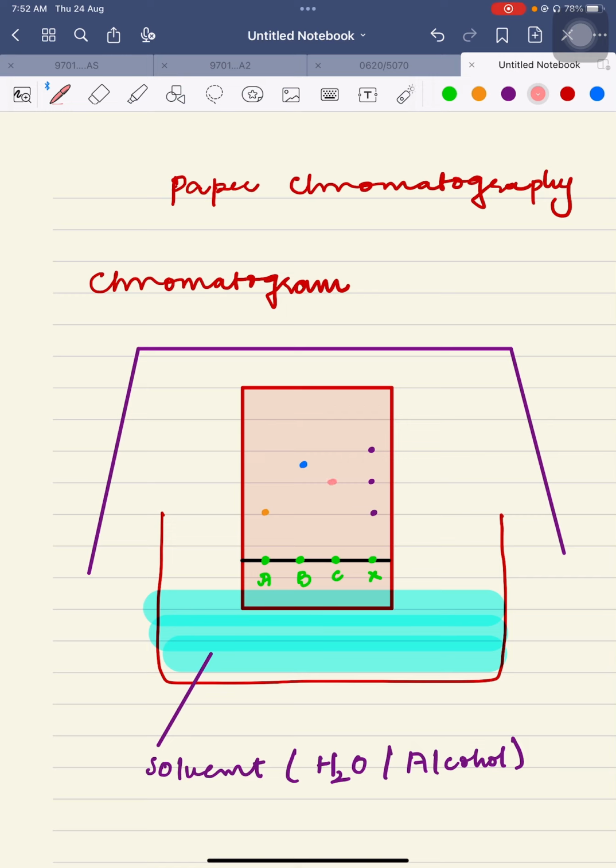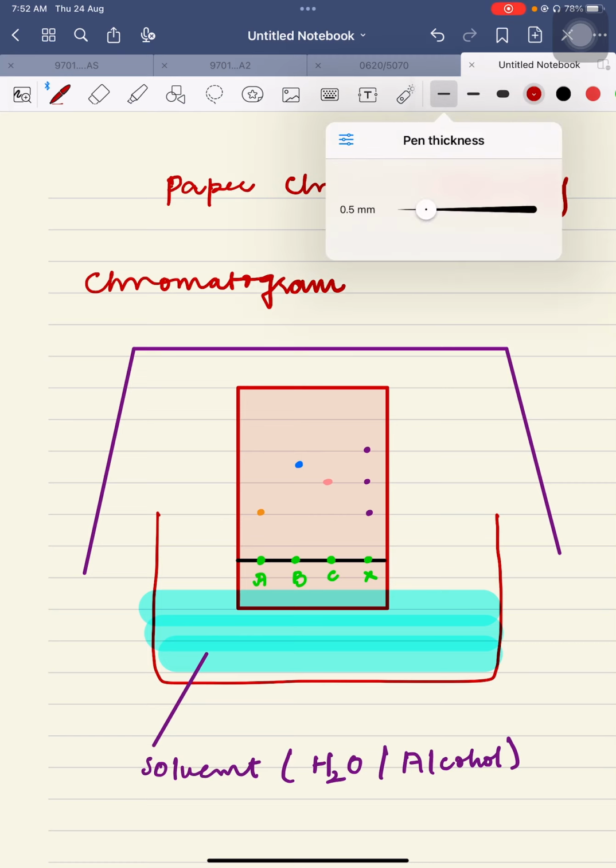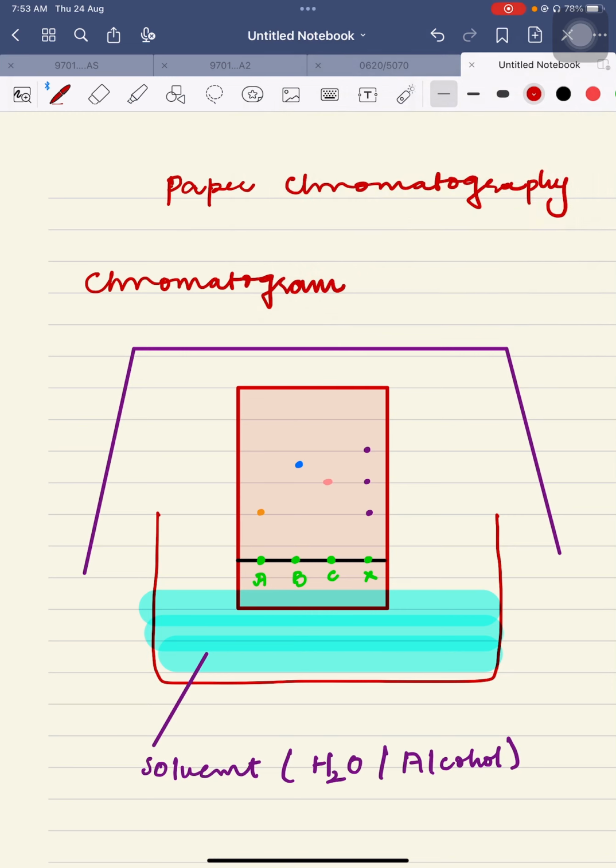Guys, I'm taking it as red color, for example. We can see this. I'm trying to minimize the line. I can tell you that the spot of B is not matching with any spot of X. It means that B is not present in X. But we can see that the spot of C is matching with one of the spots of X. It means that C is present in X. The spot of A is also matching with one of the spots of X. It means that A is also present in X.